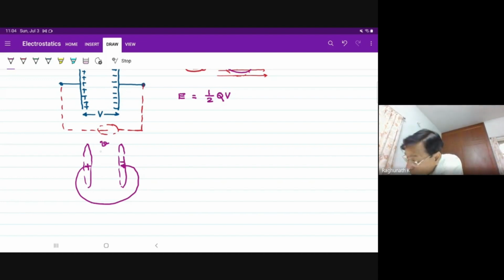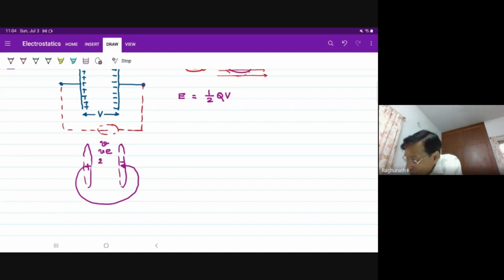Now I have to do VE amount of work, because I told you, right? If there is a potential difference of V volts between 2 points, to transfer a charge Q from one point to the other point against the field force is QV joules. Small v potential difference has come. One electron I will transfer against it by doing work equal to VE.